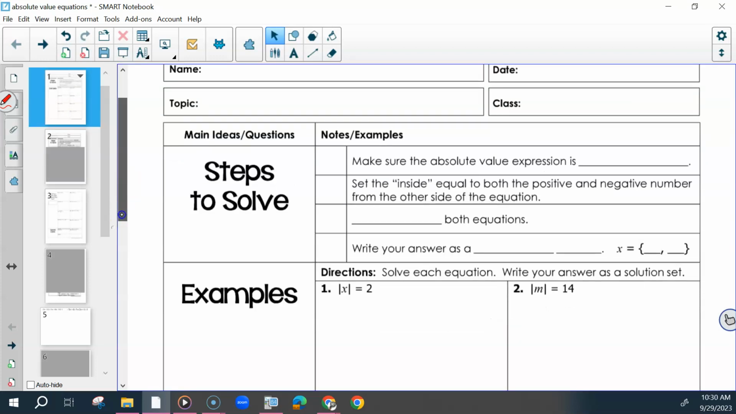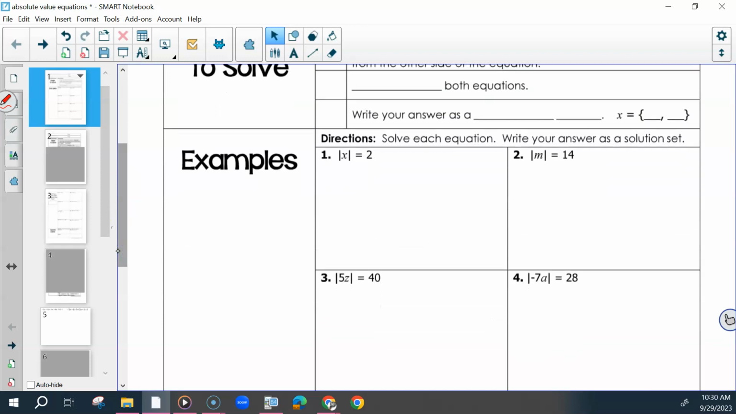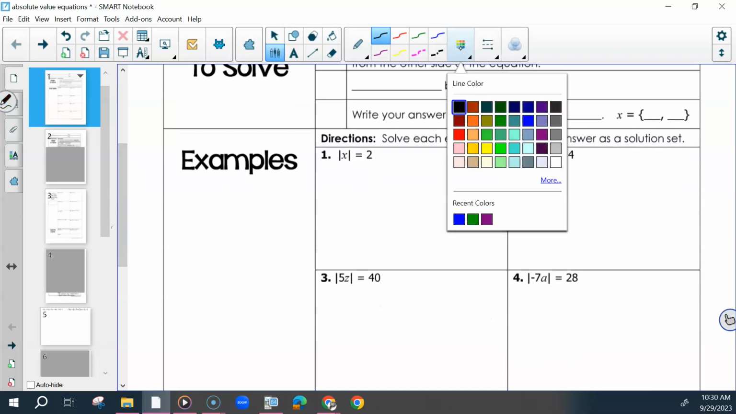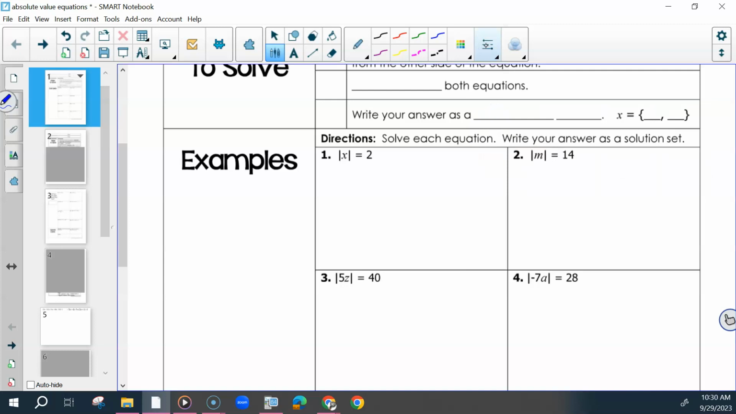Alright. So let's start at number 1. Make sure it's isolated. So the absolute value bars have to have nothing around it. It's already isolated. It's already by itself, so check on that. We don't have to do it. Then we're going to take whatever's on the inside. Well, first, we're going to drop the absolute value bars, so get rid of them.